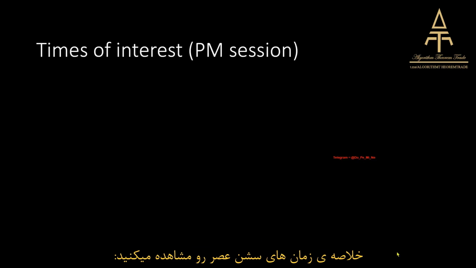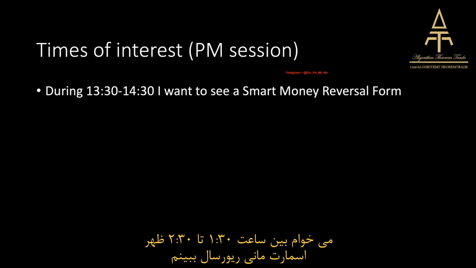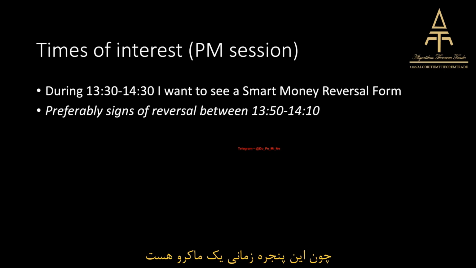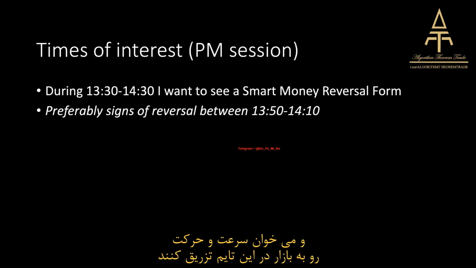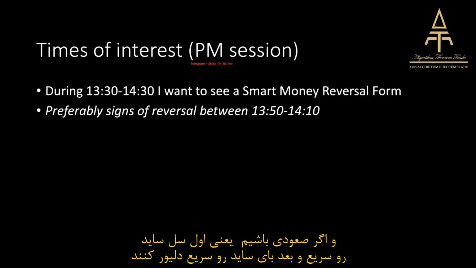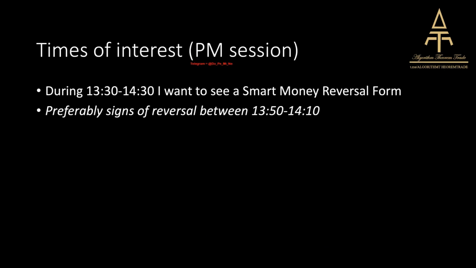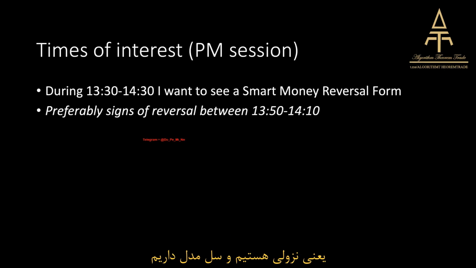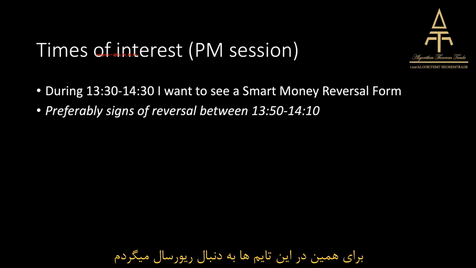To summarize, here are the times of interest for the PM session. During 1:30 PM to 2:30 PM, I want to see a smart money reversal form. I would preferably want to see signs of a reversal between 1:50 to 2:10 PM. Again, this time window is a macro window in which I want to see speed and velocity be injected into the marketplace, and this can come in the form of quick sell side delivery followed by quick buy side delivery if bullish within a buy model, and if we are seeing quick buy side delivery followed by quick sell side delivery if bearish, so within a sell model. That's why I want to see signs of reversal between those times.